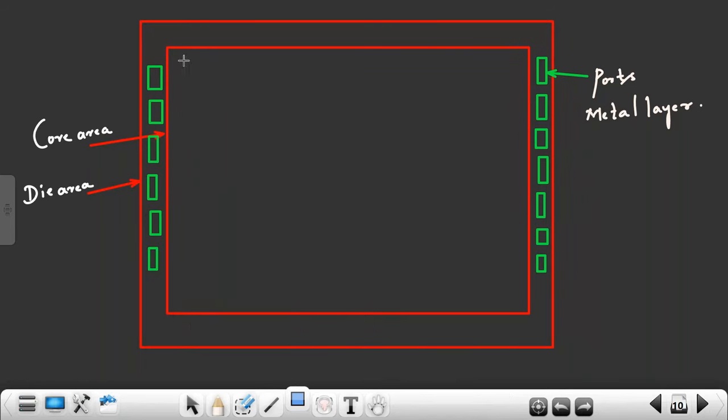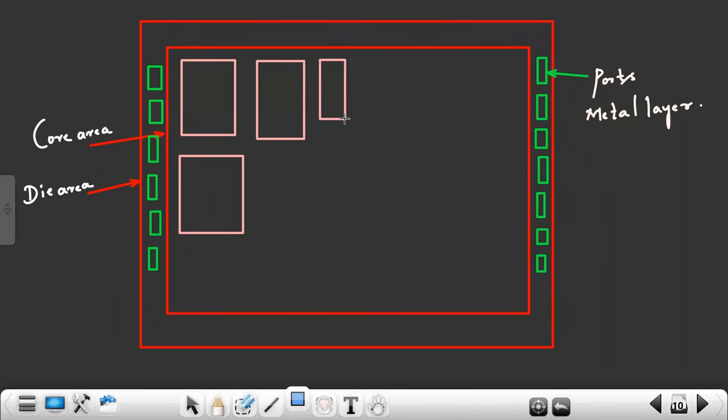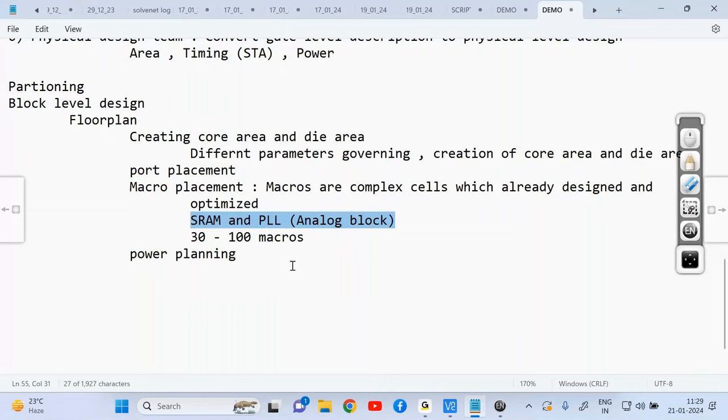Macro placement is a very, very challenging step in physical design. Based on your macro placement, your timing, area of the design, everything is going to depend. If you do good macro placement, your design will be very good. If your macro placement is bad, your design is bad. Your design will suffer with timing, it will suffer with congestion, you cannot route easily. To avoid all these problems, you should do good macro placement. So here we'll study the macro placement guidelines.